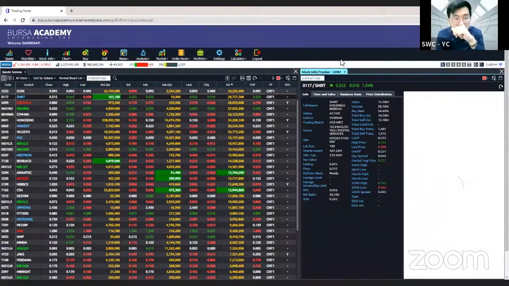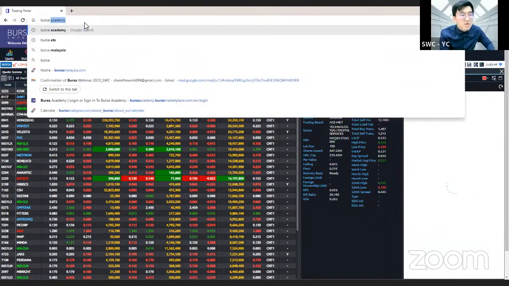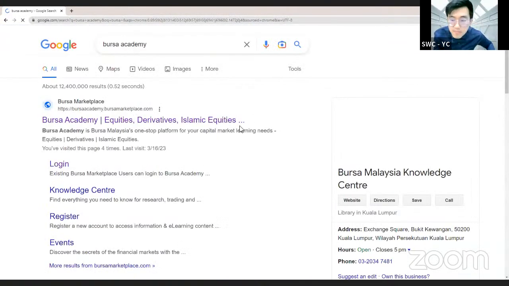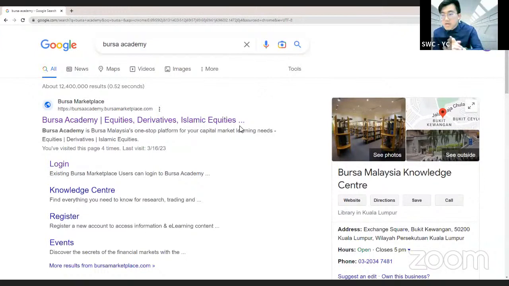Trading portal. This one is the Bursa portal. I will show you all how to log in first. Bursa Academy. Okay, are you able to see the share screen for now? If okay, comment okay for me.